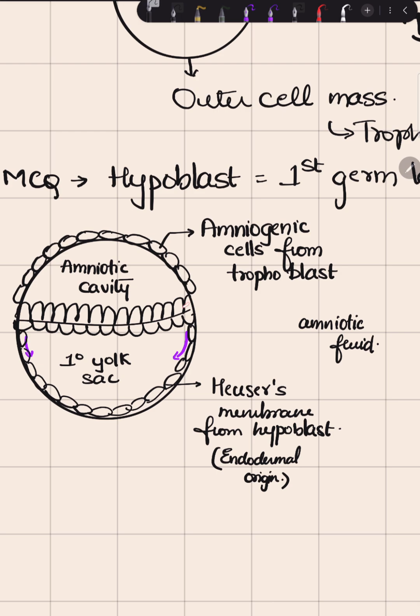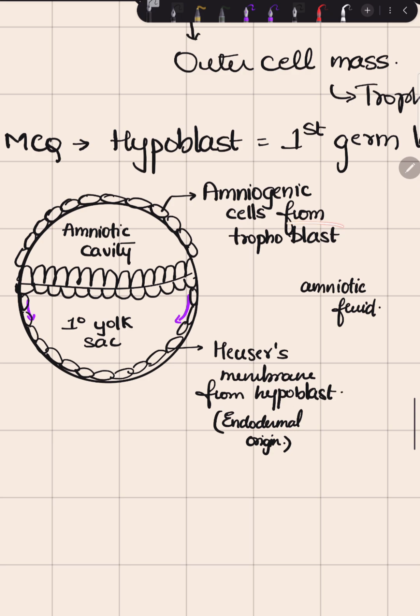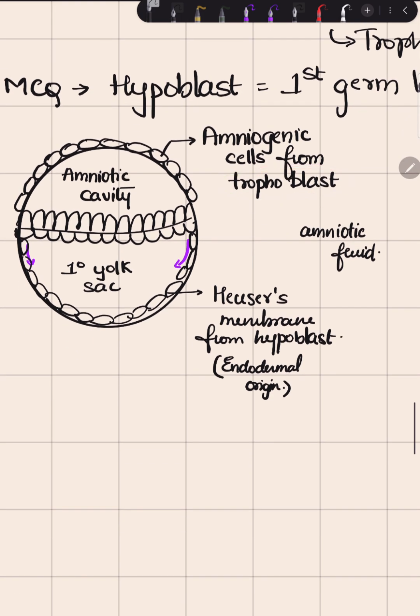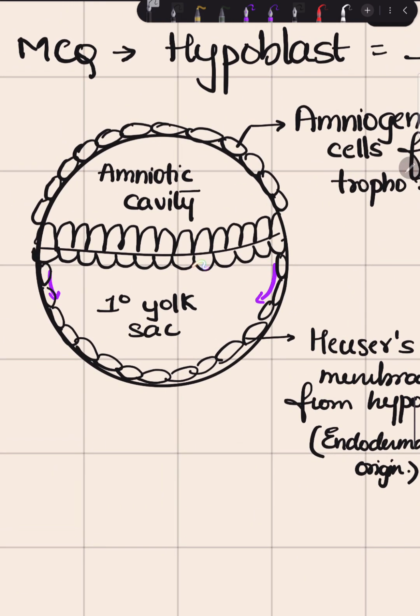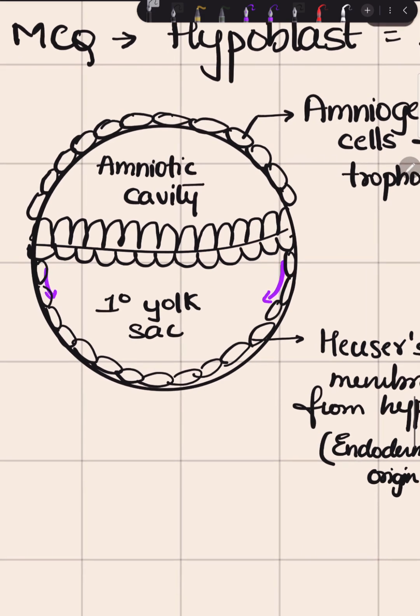Now the amniotic cavity's floor is lined by the epiblast cells, but for its roof you will have the trophoblast over here. The trophoblast will divide and form one more layer that will form the roof of this cavity. That layer is called amniogenic cells, which originate from the trophoblast, not from the embryoblast.